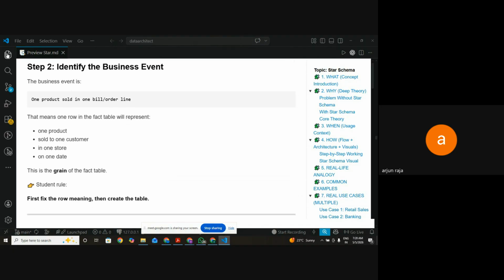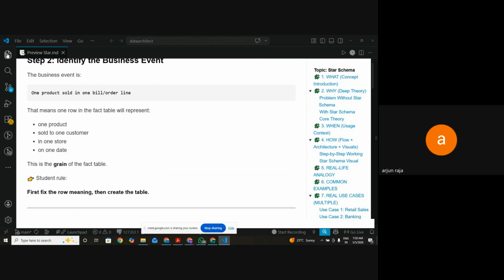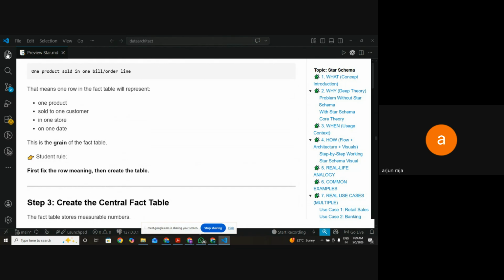Step two, identify the business events. Business event is one product sold in one bill or order line. That means one row in the fact table will represent one product sold to one customer in one store on one date. Yes, this is the grain of the fact table. Rule: first fix the row meaning, then create the table. So one product is the grain here, one customer and one store.